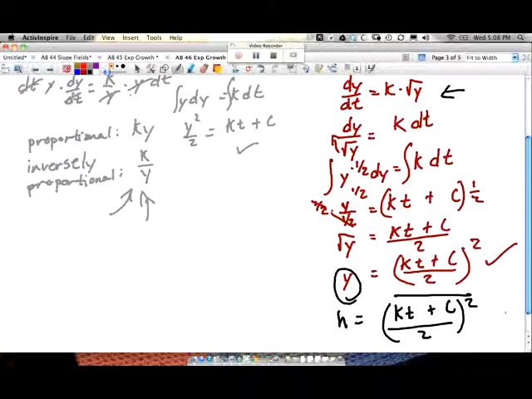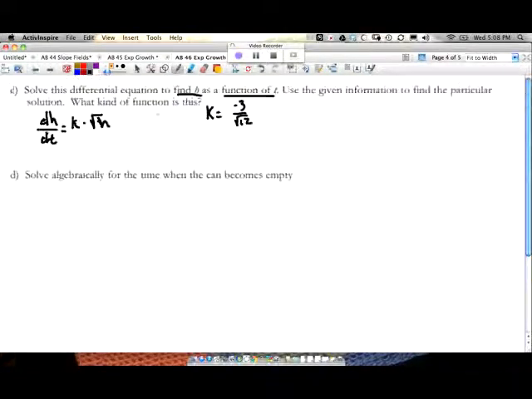Excellent. Let's work that out. So we already solved that from earlier. We know that if we were to work this out, h of t, or h, would equal k times t plus c, all divided by 2, then squared.